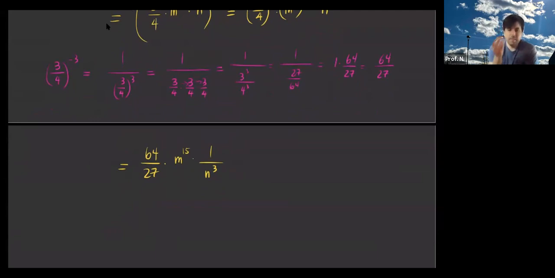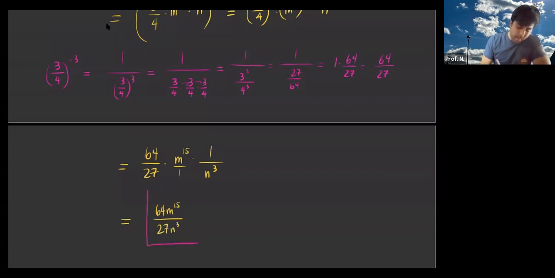Of course, I'm not going to leave it this way because I can write this as a single fraction. And that's always what I want to try to do. When I simplify, I try to simplify with the positive exponents. That's first. And the second thing is I want to put them all under the same fraction if possible. And I can write that as 64m to the 15th power all over 27n cubed. So therefore, this is the result.